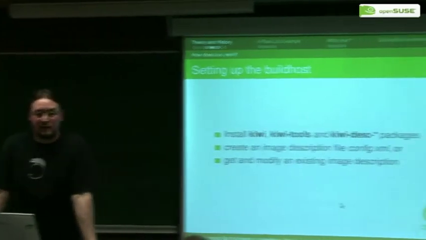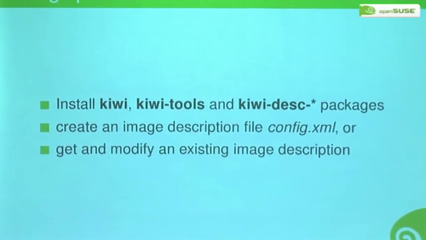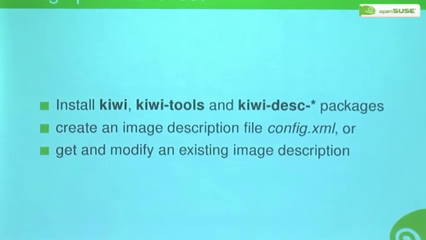Basically you have to install the Kiwi package, the Kiwi tools package, and Kiwi desk ISO boot or Kiwi desk USB boot to make ISOs or USB images. There are some others for thin client, there are some for the WISE terminals. You probably don't have to use them ever, but if you have a WISE terminal and want to make an image for that, you have to use this. It's also available. Your main job is to create the config XML file, like the one I showed you before.